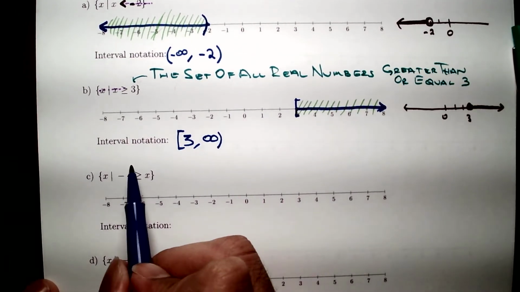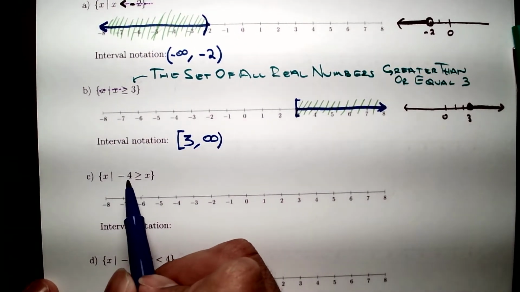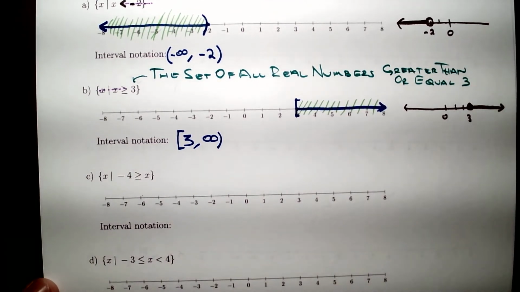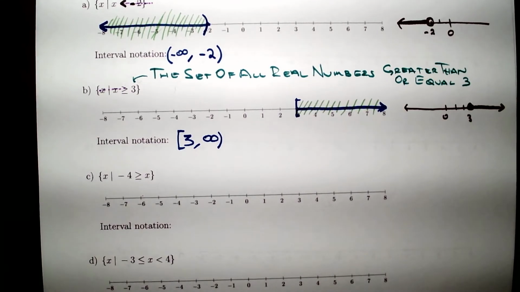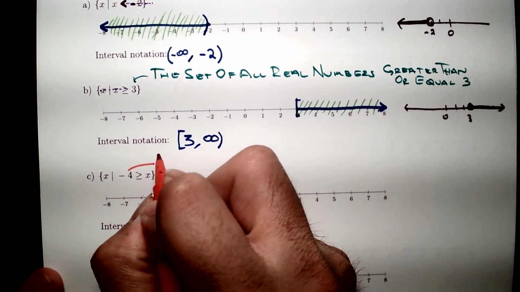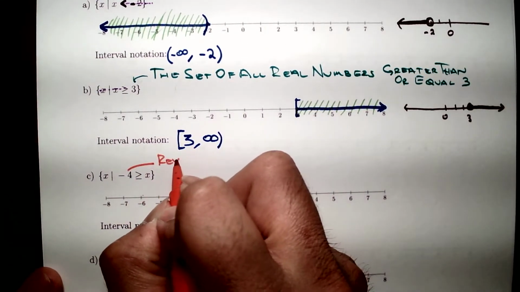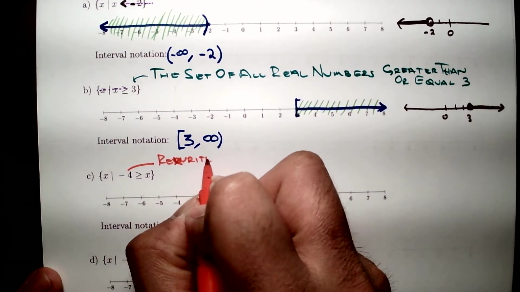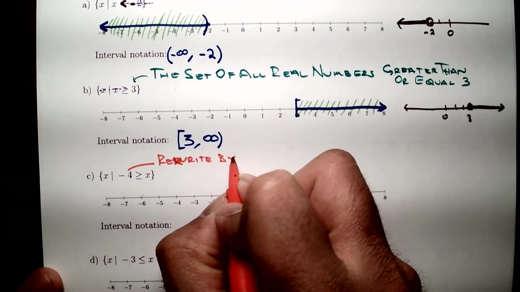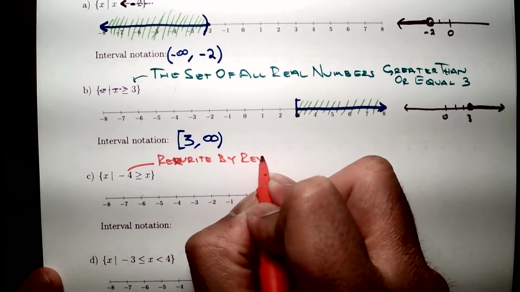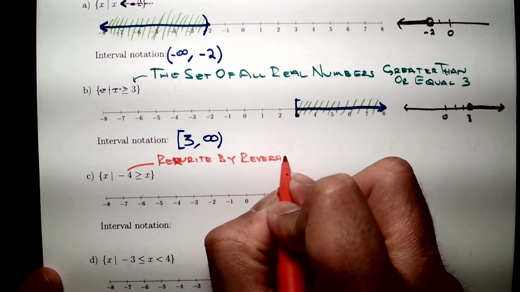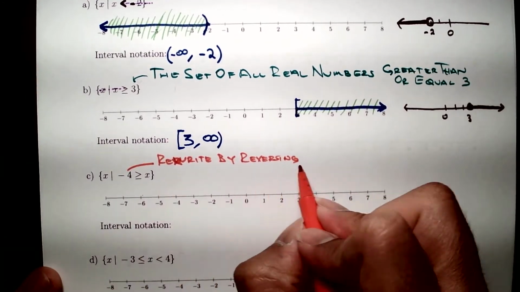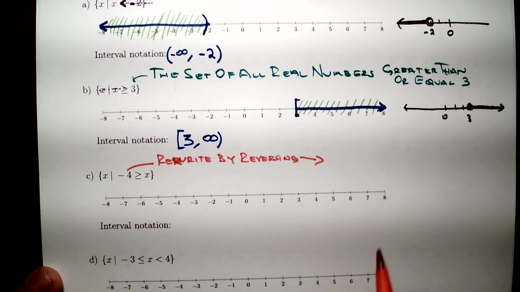Letter C, it's a little bit tricky. You need to be very, very careful. What are we going to do here? Well, rewrite by reversing. So I'm going to write it over here.